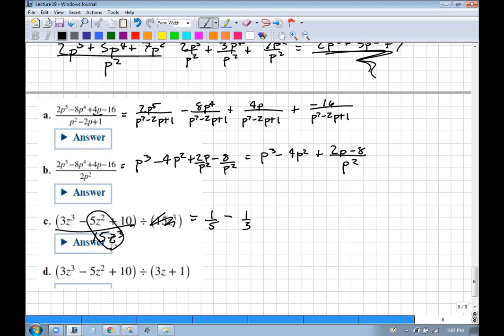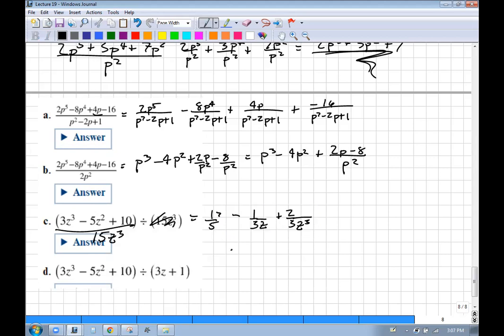And there's one extra z on the bottom than on top. So I would have a z on the bottom. Then here, 10 over 15 is 2/3. And there's z cubed on the bottom. Okay.